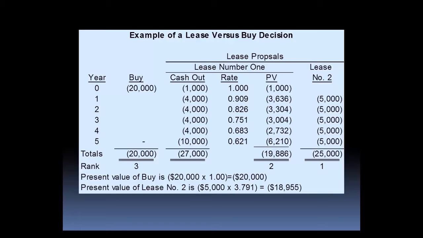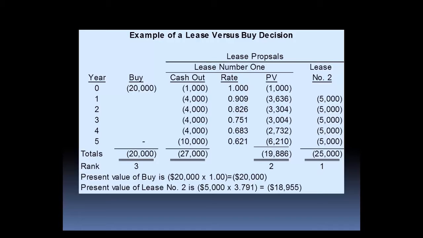Now, we have two different leases that are available to us. These are leases where at the end of the 5 years, you will own the automobile. This is not an operating lease. This is a capital lease. So in all three instances, where you buy the car, or you go with lease number 1 or lease number 2, you will own the title at the end of the 5-year period. Under lease number 1, we pay $1,000 out when the car rolls across the curb. Then we pay $4,000, $4,000, $4,000, $4,000, and in year 5 we pay $10,000.